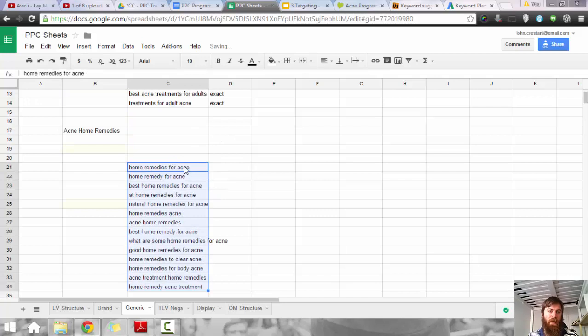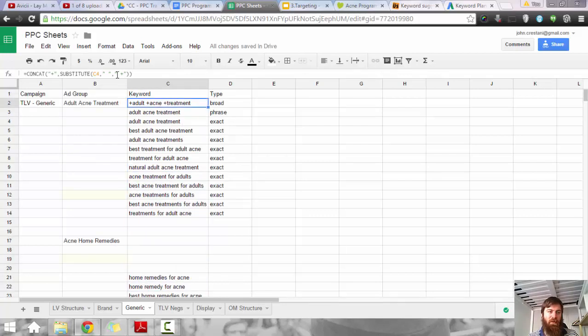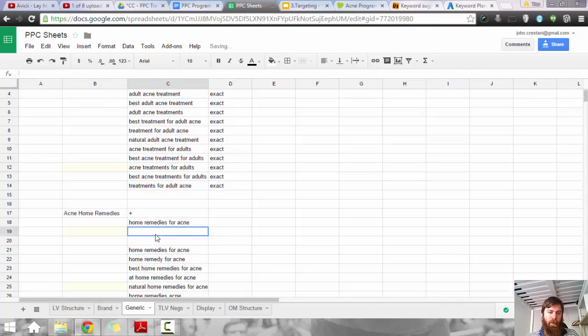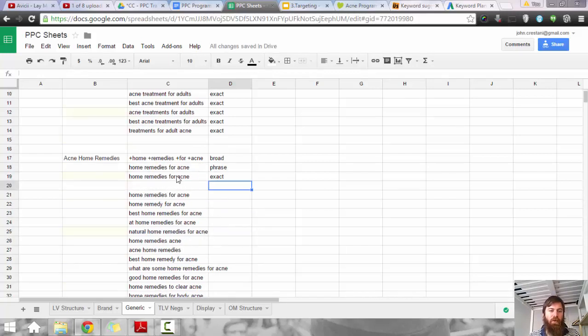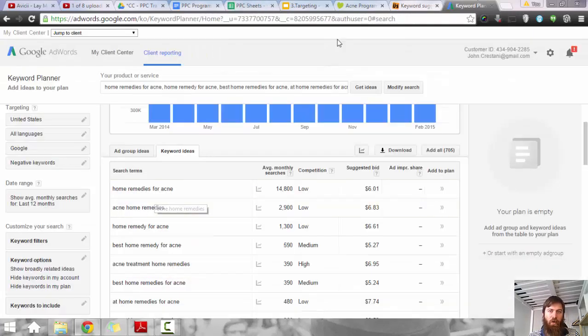So I'm going to throw these down a little bit, and I'm going to copy this. Notice this is the concatenate thing right here. We have home remedies for acne. I'm going to put this in modified broad, phrase, and exact. I'm also going to put this. Oopsies. I'm also going to put home remedy. I'm also going to put acne home remedies in modified broad.